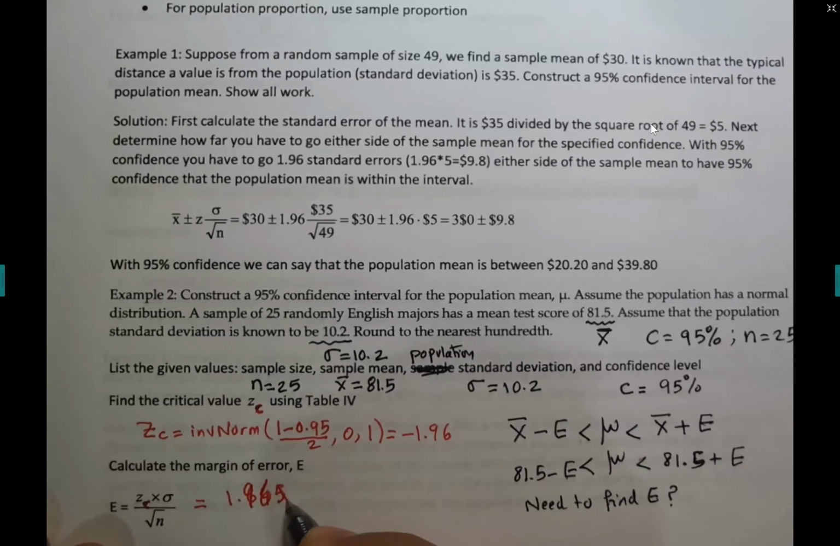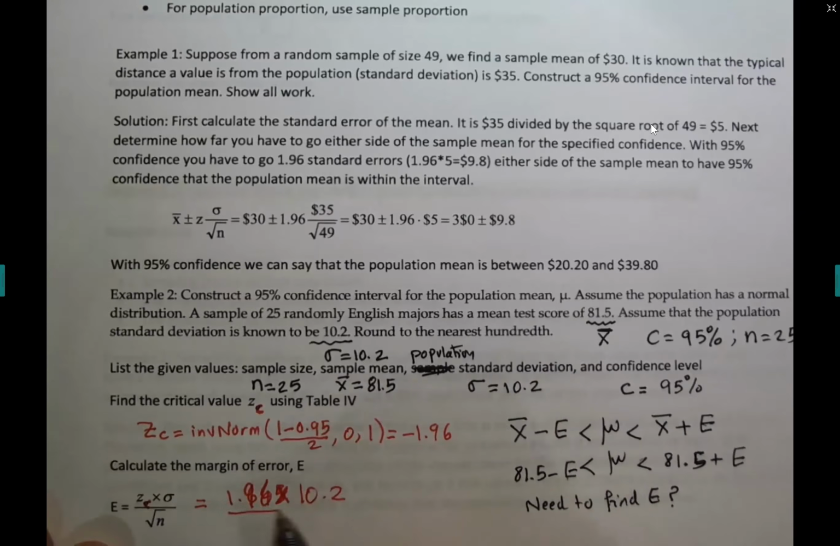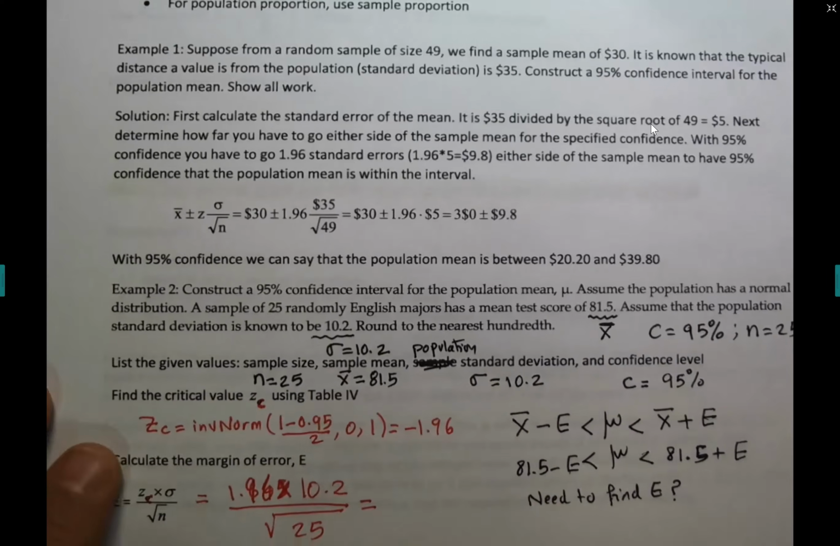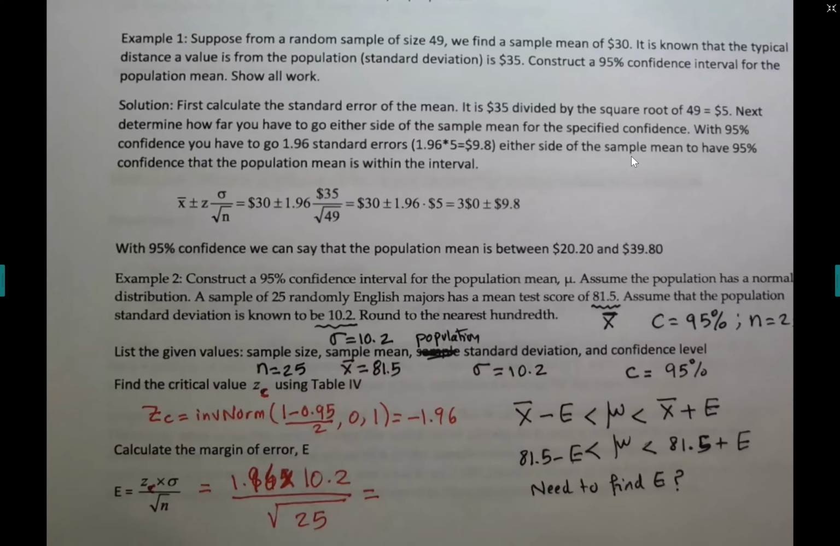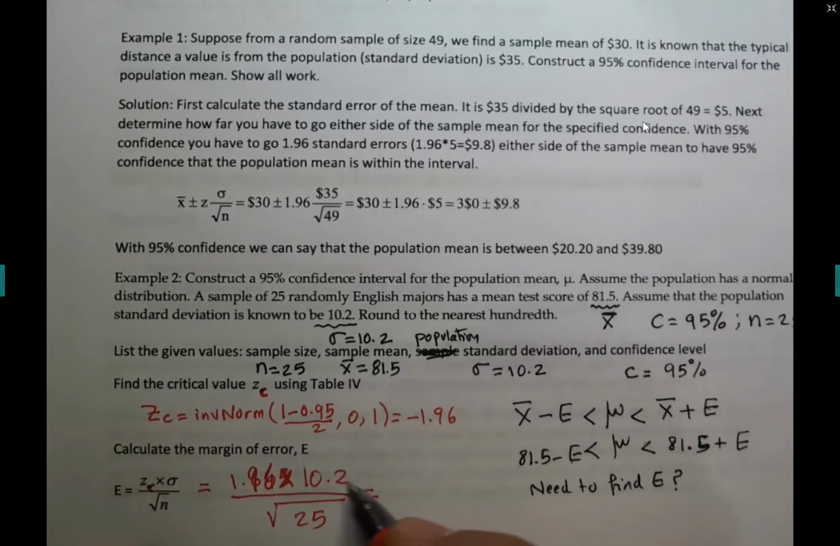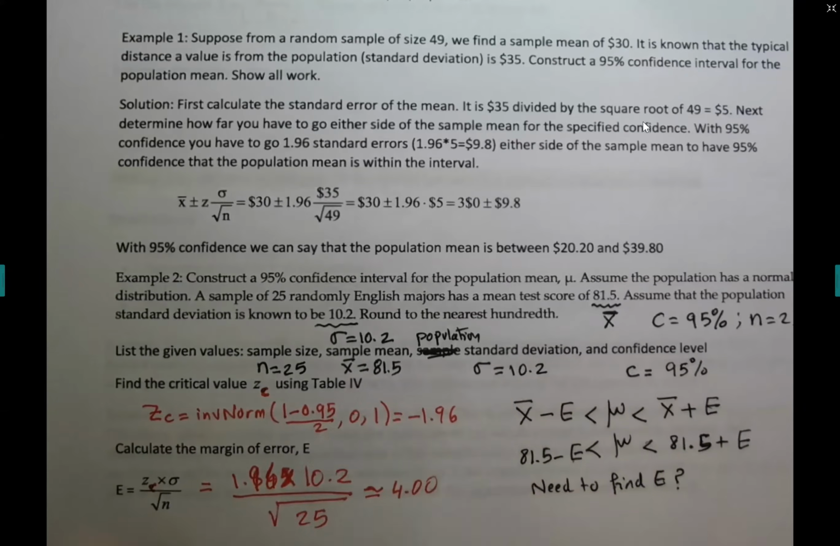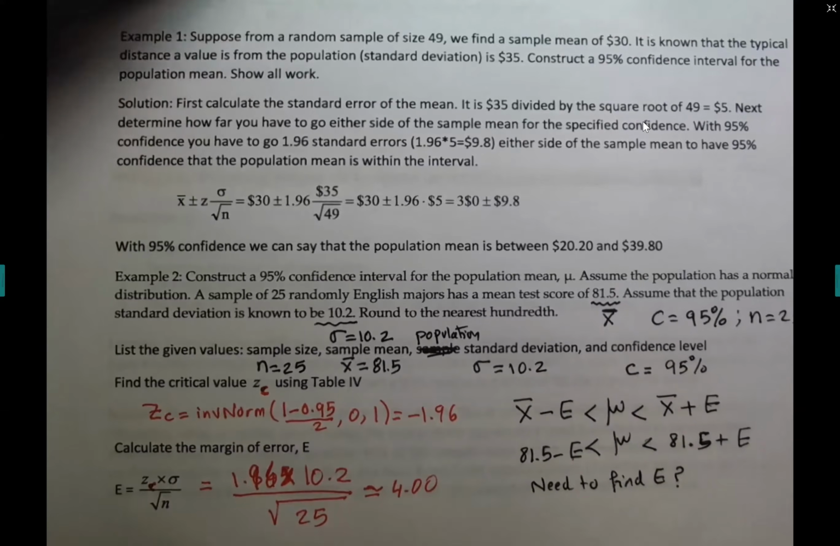Times sigma. What is sigma? 10.2 divided by the square root of n, which is the square root of 25. Okay, guys, can you take 30 seconds to compute this for me, please? That's the algebra that we did earlier. Okay, what's the answer? 4.00. Yeah, it's 4.